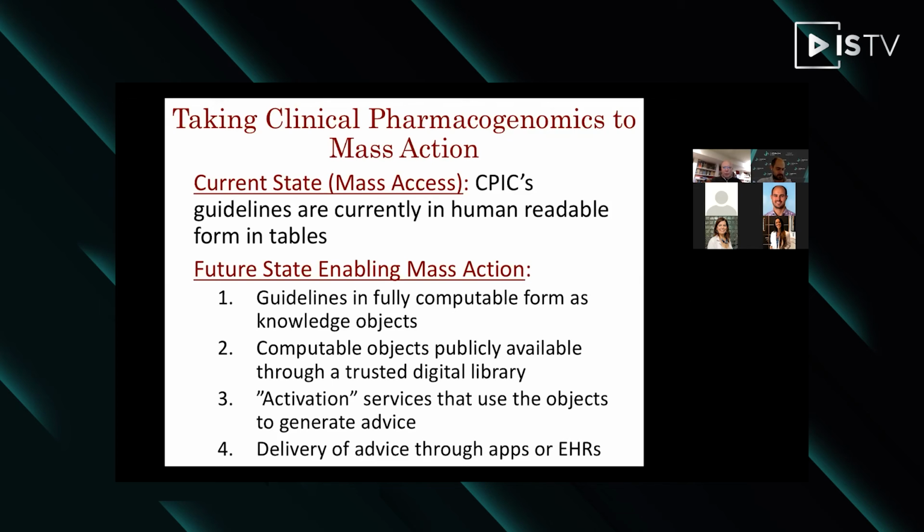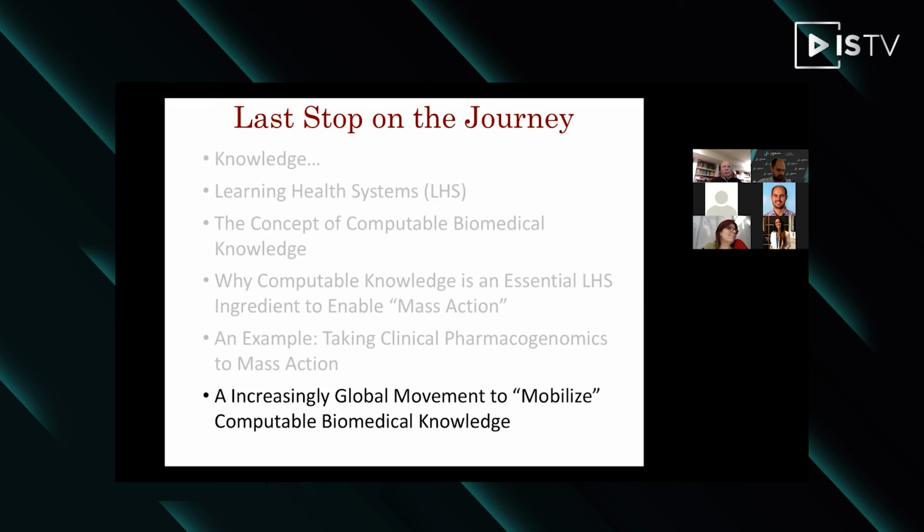The deployment of activation services that would take in genotypic characteristics of individual patients, combine this with the knowledge that the CPIC has generated to generate advice about dosing and other therapeutic strategies that would benefit the patient, and then the delivery of advice through apps or EHRs, and this would enable mass action and take us from mass access dependent on humans reading the human-readable knowledge from these tables to mass action, which would make this computable on a large scale and moreover enable agile change in the knowledge base as the CPIC continues its research and discovers new important knowledge and relevant relationships.